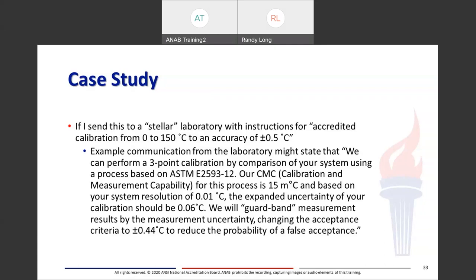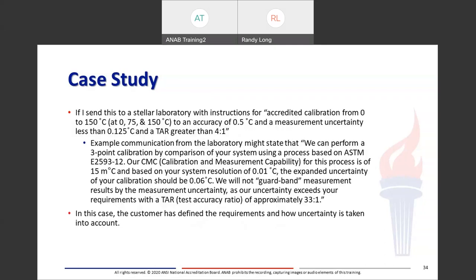0.06 degrees C. We will guard band measurement results by the measurement uncertainty, changing the acceptance criteria to plus or minus 0.4 to reduce the probability of false acceptance. And I bet no one's ever seen a communication like that.